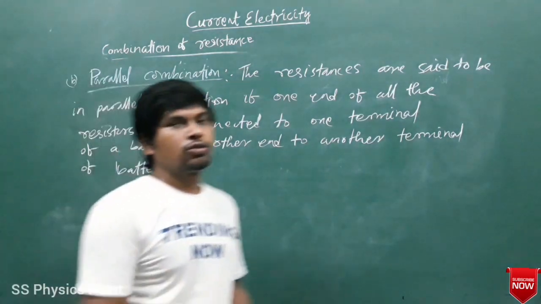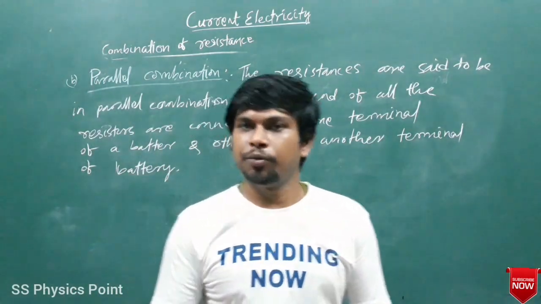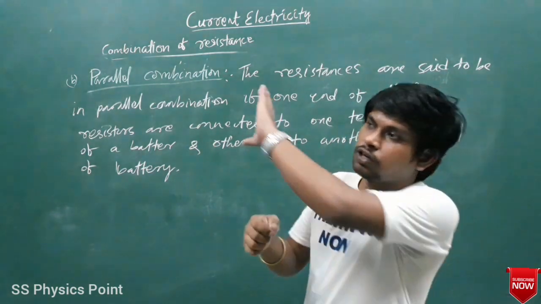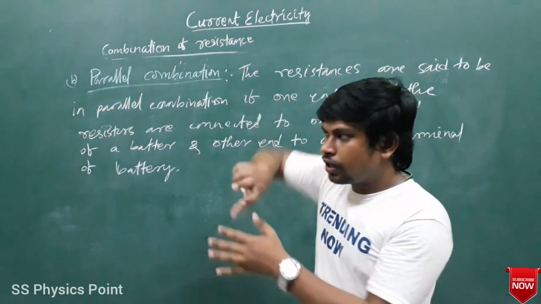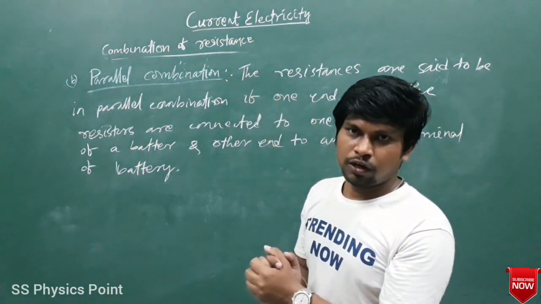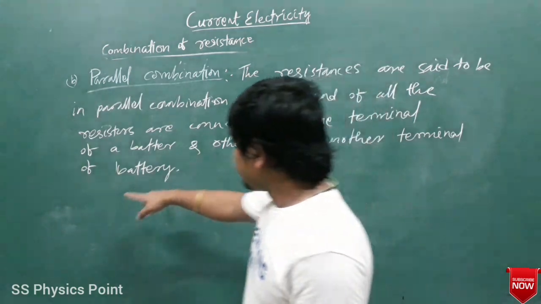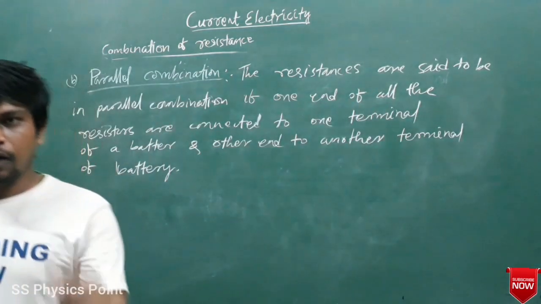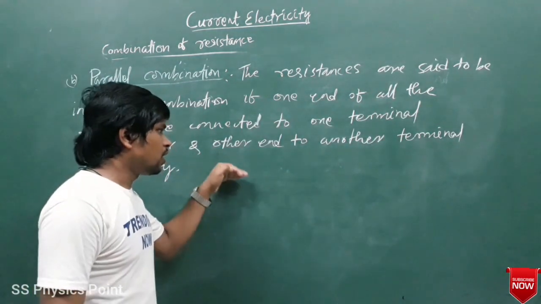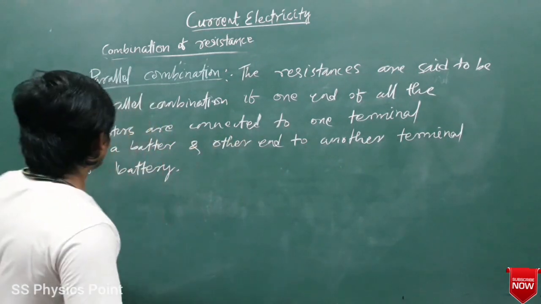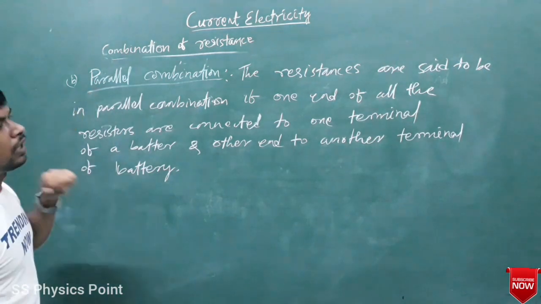तो पैरेलल कॉम्बिनेशन कब बोलोगी कि रेजिस्टर्स दे आर कनेक्टेड इन पैरेलल if one end of all the resistors are connected to a common point and other end to another common point, then that is said to be parallel combination. So after that, what is the rule in parallel combination? Similarly, whatever you have written in series combination, you can write here also. So what is the rule in parallel combination?